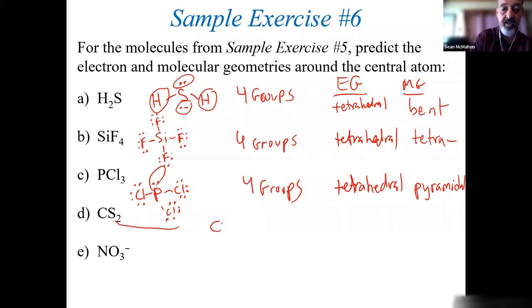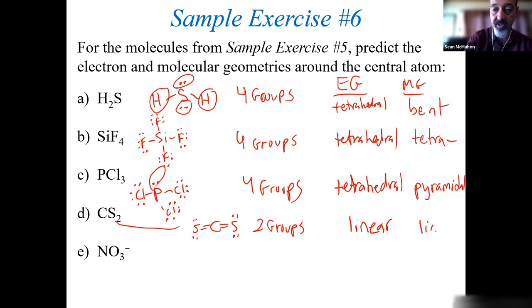Carbon disulfide. How many groups around the carbon? 2 groups, 2 sulfurs. So that's linear. And the central atom has no lone pair, so it's still linear for molecular geometry.